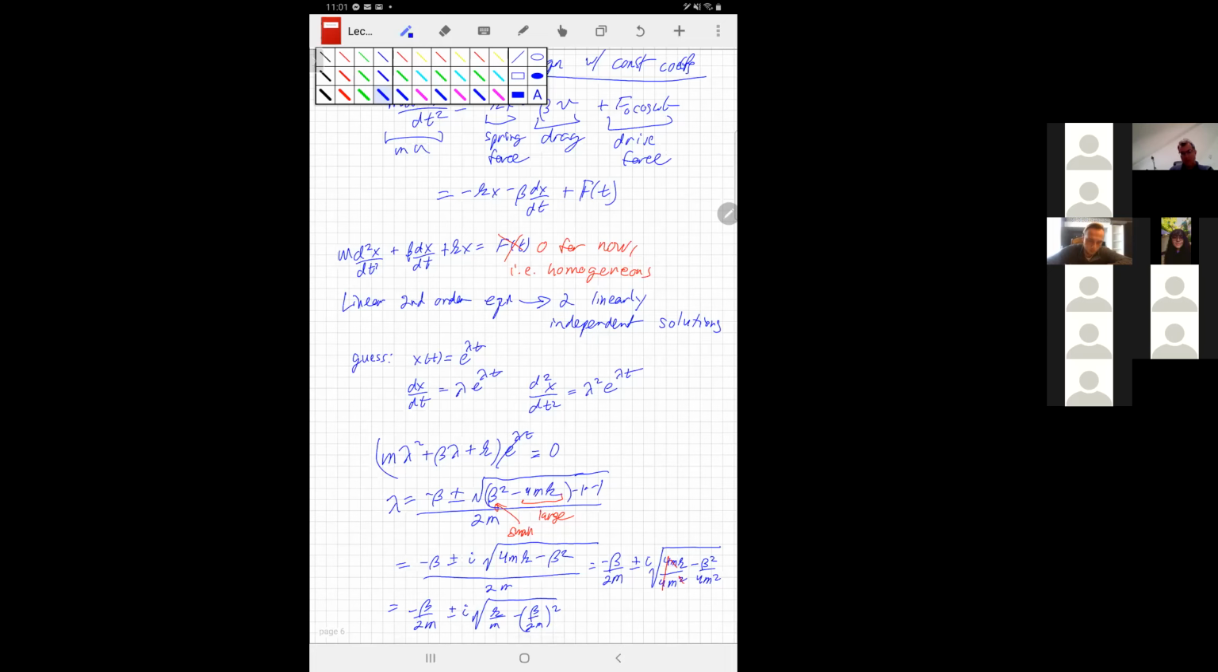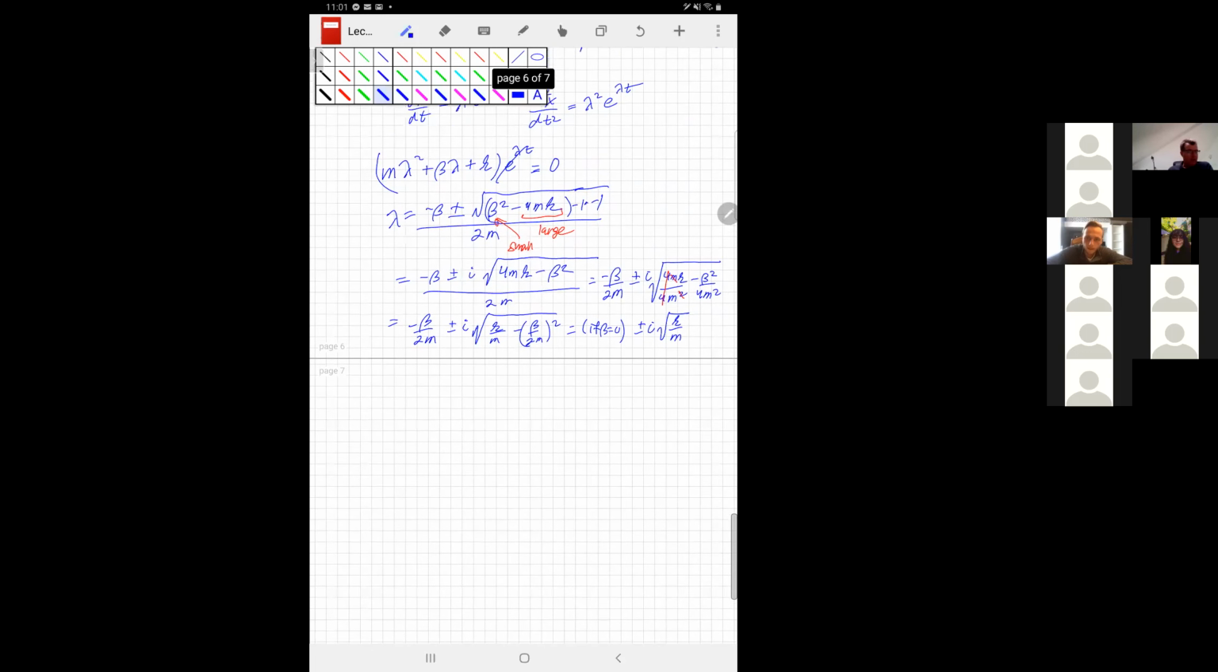And this should look familiar if we took the case that beta equals 0, because beta is basically a frictional drag force. If beta equals 0, we just get plus or minus i square root of k over m. And if you think way back to freshman physics, what's the square root of the spring constant over mass? Omega squared, or yeah, just omega. It's omega.